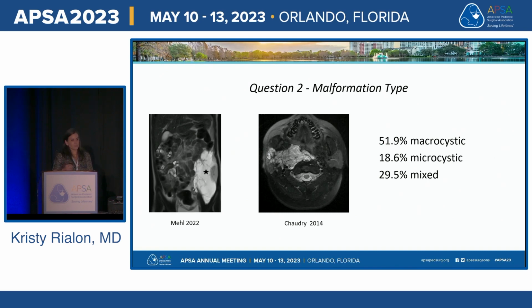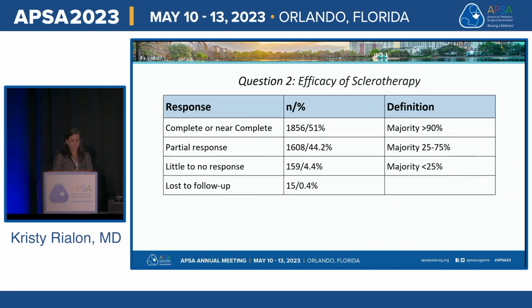And in our cohort, 52% were macrocystic, which is generally defined as when the cyst is larger than a centimeter, and 19% were microcystic, and the rest were mixed. Looking at the efficacy of sclerotherapy, there was a 51% complete or near complete response rate, which was generally defined as a radiologic response over 90%. 44.2% had a partial response.